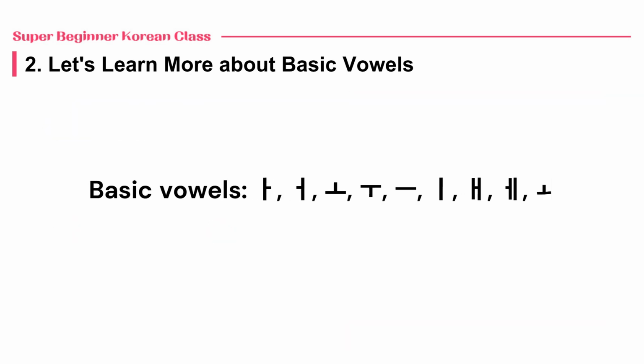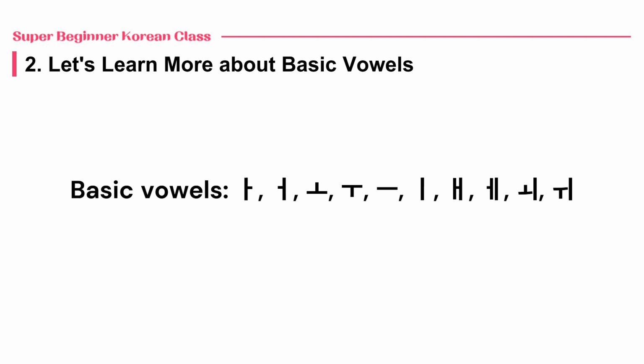Let's go over all 10 basic vowels one more time together. 아, 어, 오, 우, 으, 이, 에, 왜, we. Great job! These are the basic vowels. When you pronounce them, your mouth shape stays the same from beginning to end.